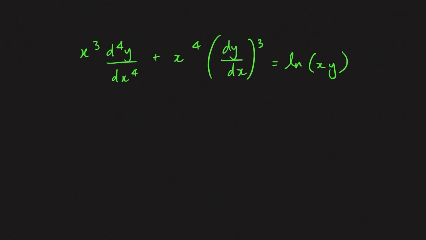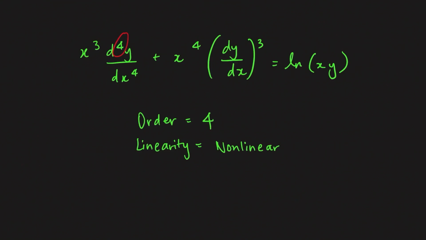What is the order of this differential equation? The order of this differential equation is 4, because the highest derivative that you can see in this equation is 4. The linearity of this equation is nonlinear.